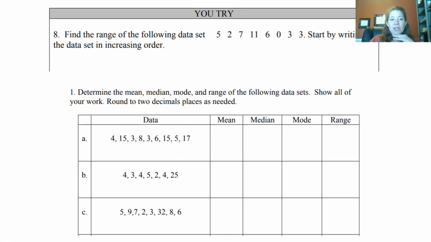So find the range of number 8, and then for these 3 problems at the bottom, let's go back and review a little bit. Let's go ahead and find the mean, median, and mode of all 3 sets of data and throw in the range this time. And then look at your directions. It does say to round your decimals to 2 places when necessary. All right, so go ahead and pause right here and try these out and then come back and check your answers.